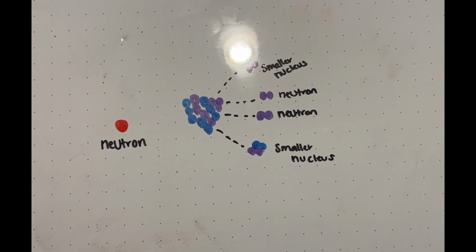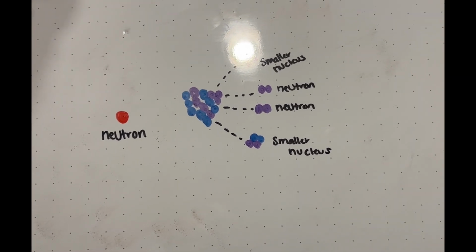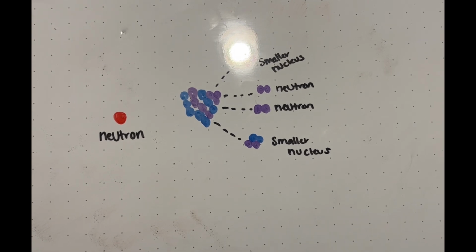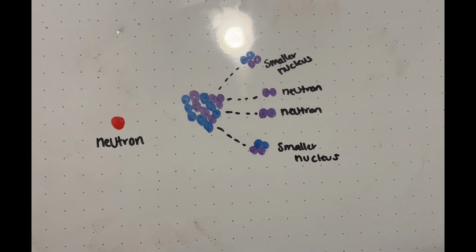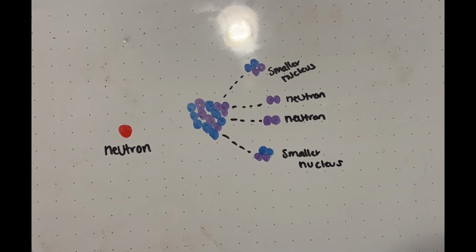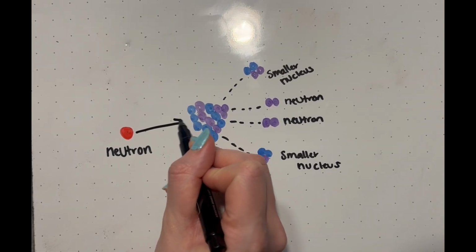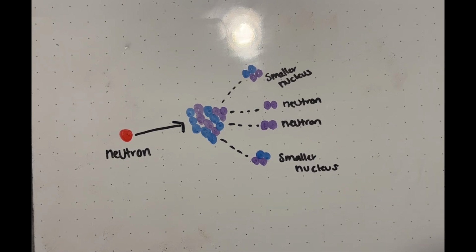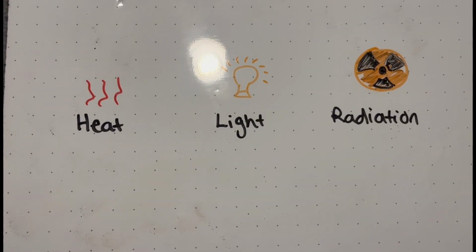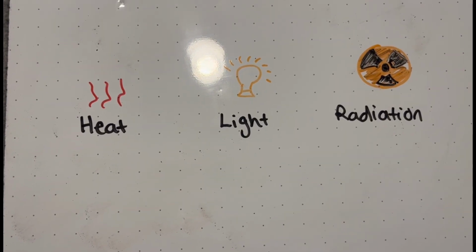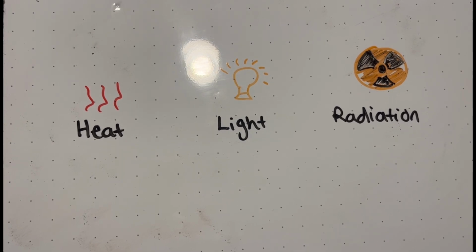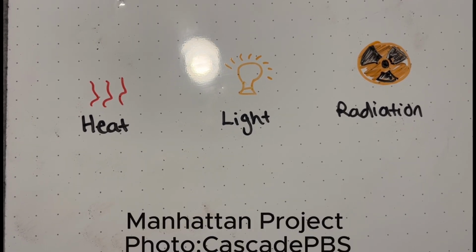In the process of nuclear fission, the nucleus of the atom splits, creating smaller nuclei, and this creates a huge amount of energy. This happened in 1939 in Berlin. In the process of nuclear fission, energy is released in the form of heat, light, and radiation.